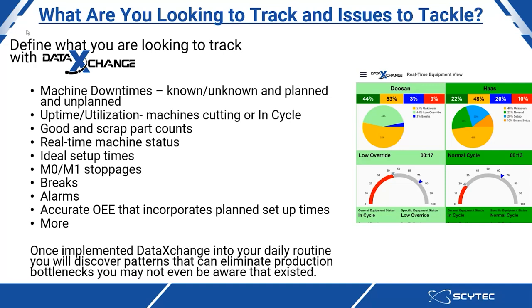What you're looking at on the screenshot on the right is a screen grab of a real-time equipment view showing you the real-time statuses of a Doosan and a Haas machine. This is what I said earlier that we advocate here at Scytec to have hanging on a TV from the top of your ceiling. We have some people doing that. We have other people having the real-time views on a TV on a tripod on the shop floor or in a break room. And then also you have the ability to monitor these remotely.